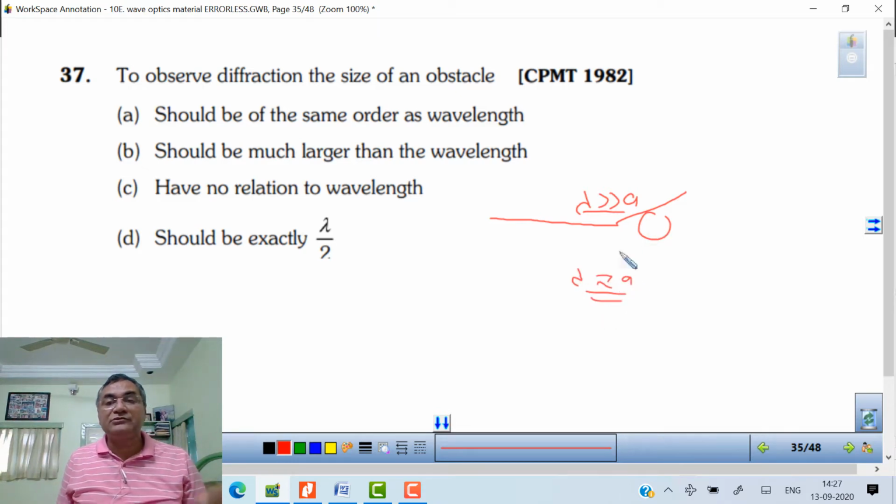In the earlier question, I had thought that when you get maximum, if this condition is satisfied, you get more diffraction phenomena. And if this is less than that, you cannot see the diffraction phenomena. So this is the correct option.